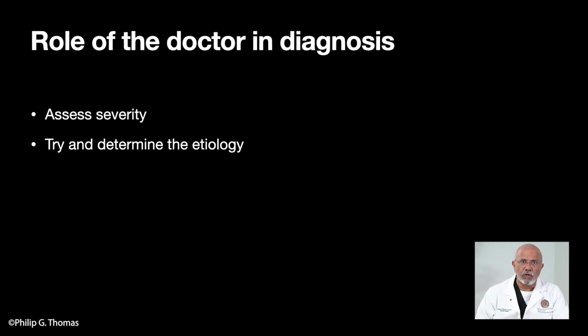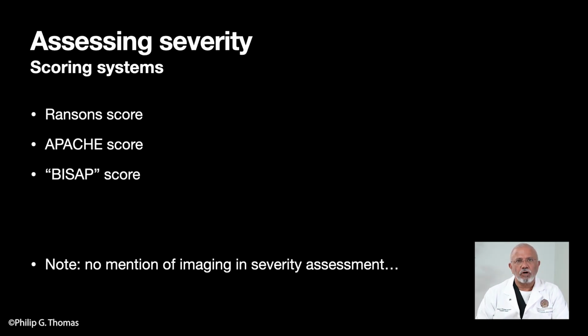So what is the role of the doctor in diagnosis? There are essentially two things. One is you have to assess the severity, and the second, to determine the etiology of pancreatitis. This is something that generally is the function required when a surgical consultation is sent in a patient with acute pancreatitis. Touching on assessing severity, the two severity scoring systems that have been hallowed with time are the Ranson's and the Apache.